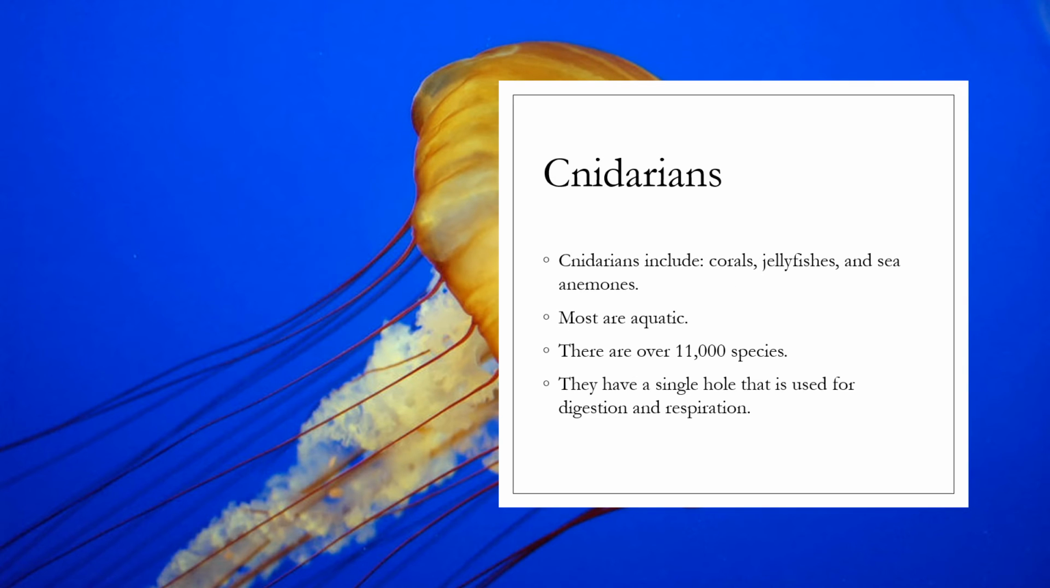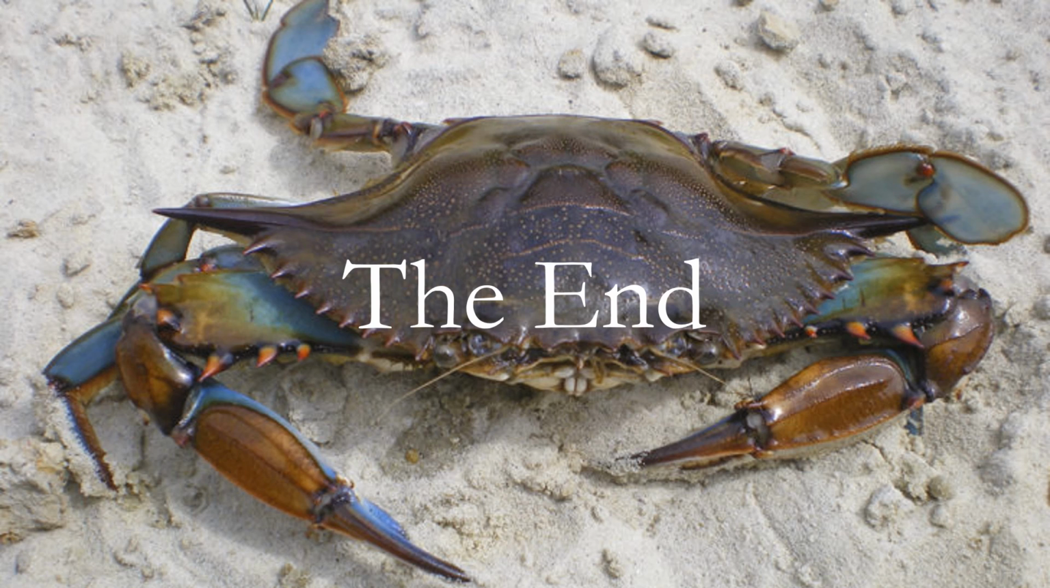Cnidarians. Cnidarians can be coral, jellyfish, and sea anemones. Most cnidarians live in the water. There are over 11,000 species of cnidarians. They have a single hole that is used for digestion and respiration, which means breathing. The end.